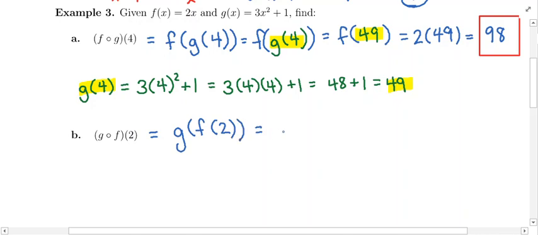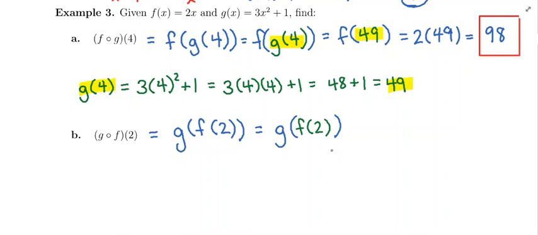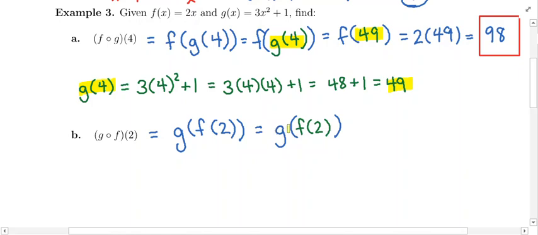If I color code it, g is on the outside, and on the inside we have f of 2, which I'm putting in green. So g is the outside function, f is the inside function. We're first going to plug 2 into the inside function, get that result, and then plug it into g, and that will give us the final answer.